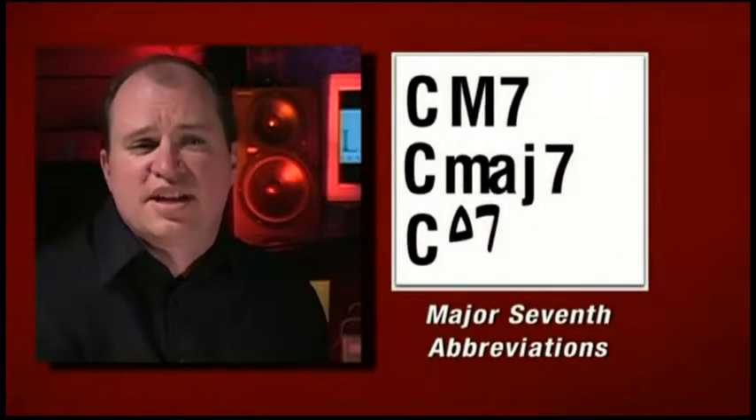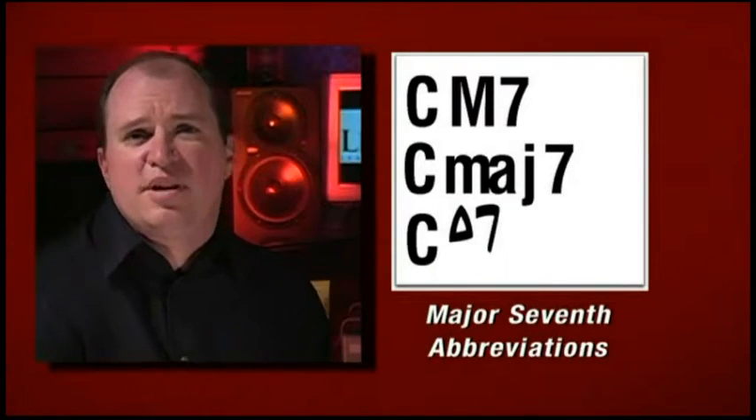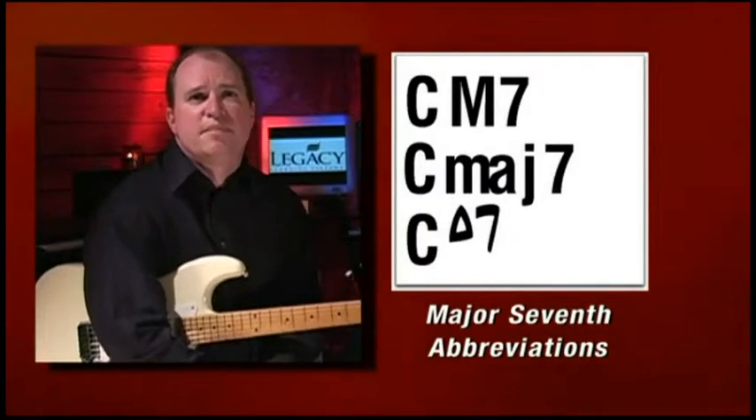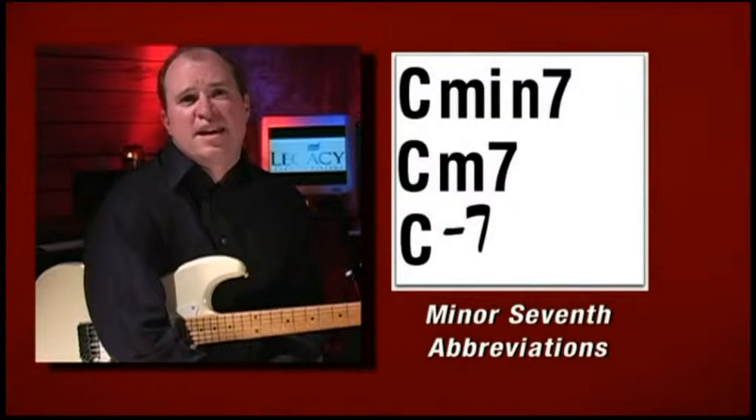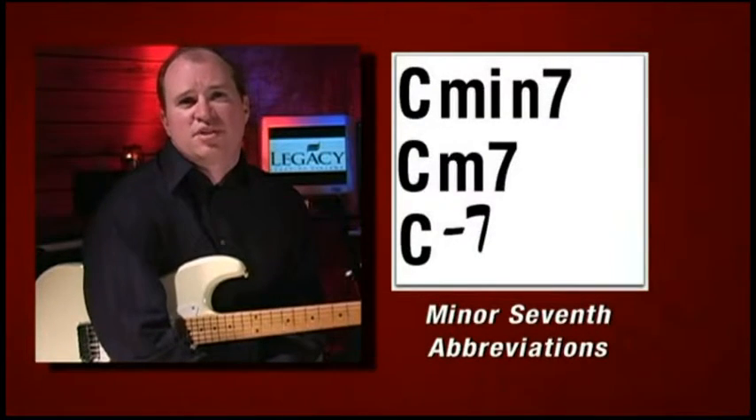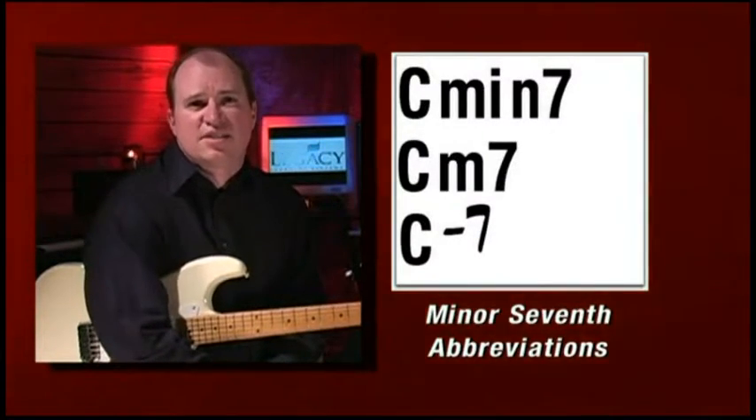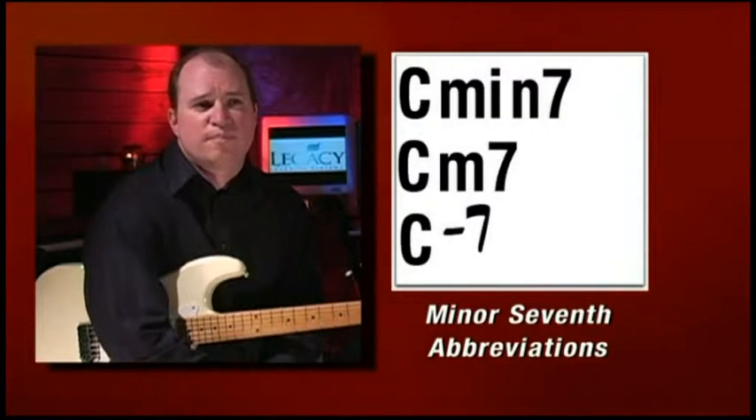A major 7th can be written C, M-A-J, 7, or it can be written with a C with a triangle 7. That triangle 7th is telling you you're dealing with a major 7th. Even if it's a C major 9th or C major 13th or whatever, if it has that triangle in there, that's equivalent to the word major. Minor 7ths would be C minor 7th, or C M-I-N 7th, or C M 7th, or even C minus sign 7th, common abbreviations for them.